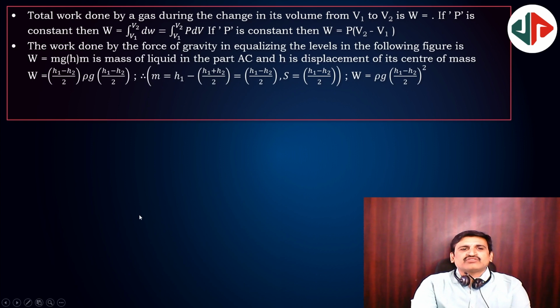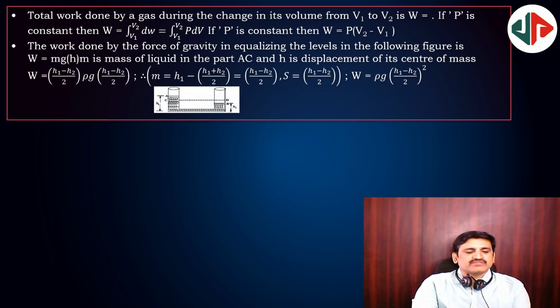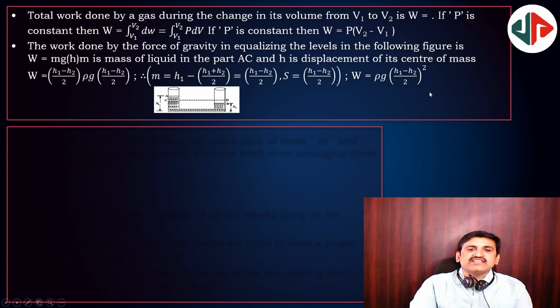Work done by the force of gravity in equalizing the levels of this picture. You need to observe the picture. Here different levels of the liquid are there. One is up to H1, the other one is up to H2. Then for equalizing this, work has to be done by the gravity, that is given by rho g, density rho g, into H1 minus H2 by 2 whole square. That is the work done in equalizing the liquid.